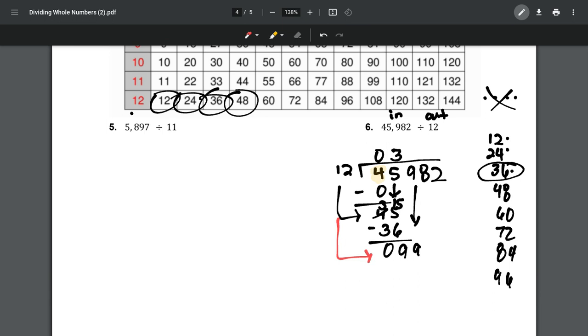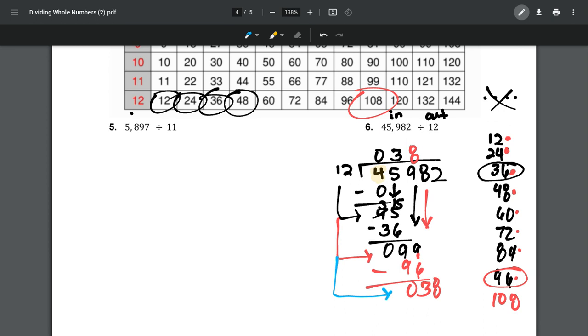How close can you get to 99 without going over? Well, after that, 96 is 108. That's over, so go back to 96. That's 1, 2, 3, 4, 5, 6, 7, 8. Okay, 8. Subtract the number you circle. And then bring down. And you just repeat the same process again.